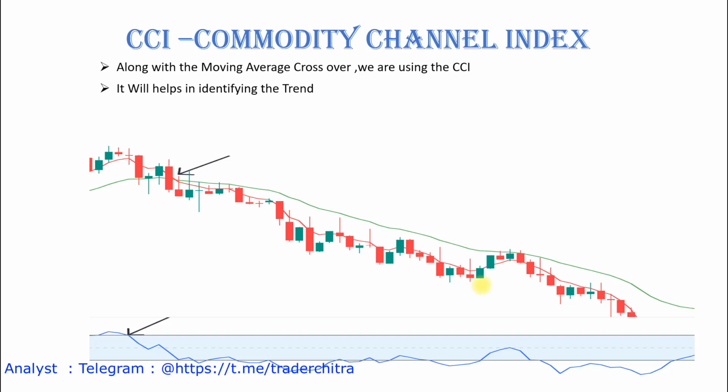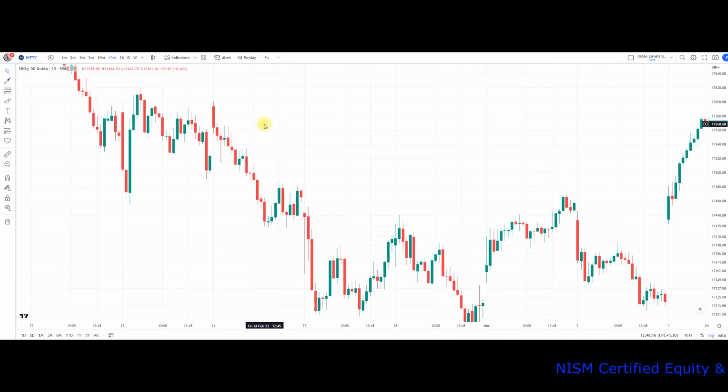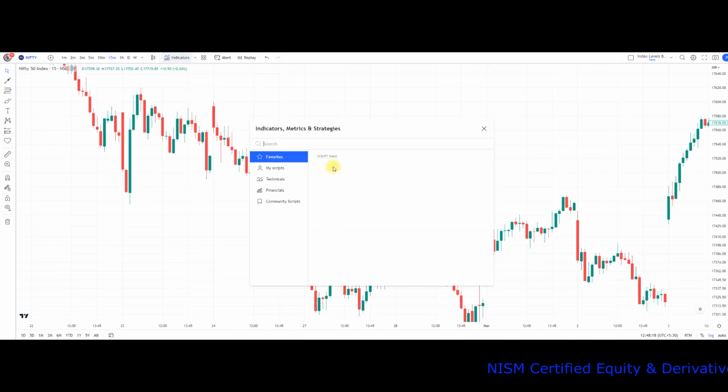We all know how to trade with moving average crossovers. We know how to trade with different types of moving averages and different numbers: 9 EMA, 5 EMA, 20 EMA, 100. So if you are not able to capture the momentum, then along with that we are going to use the CCI. We can see how we can add the CCI in our TradingView.